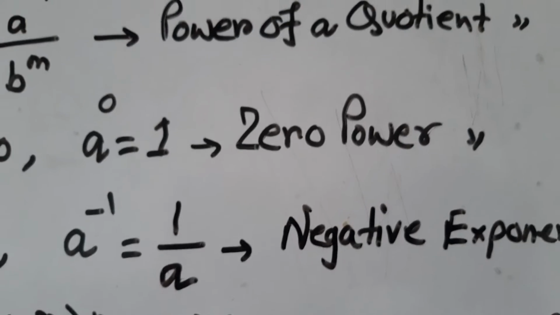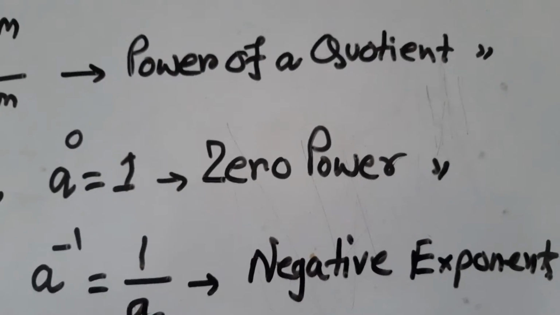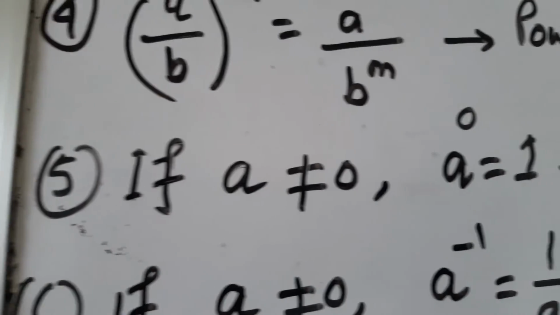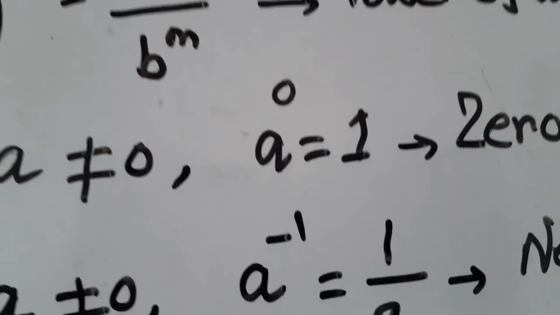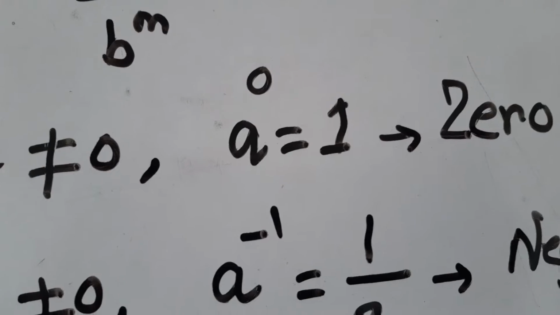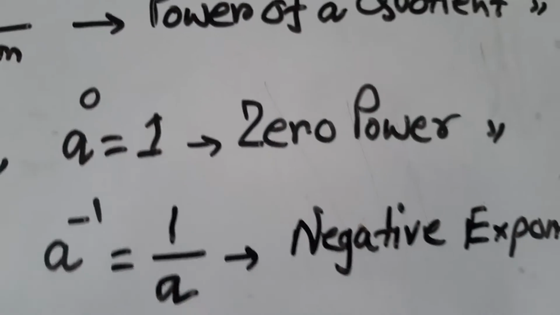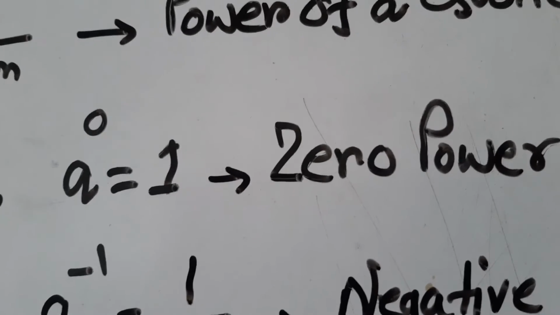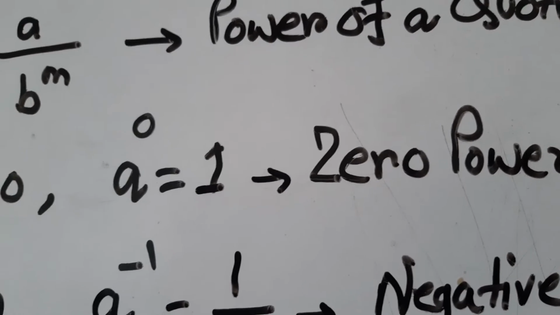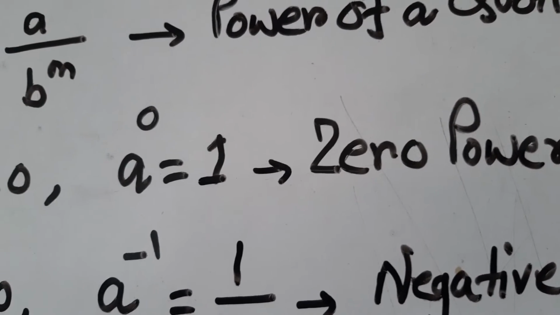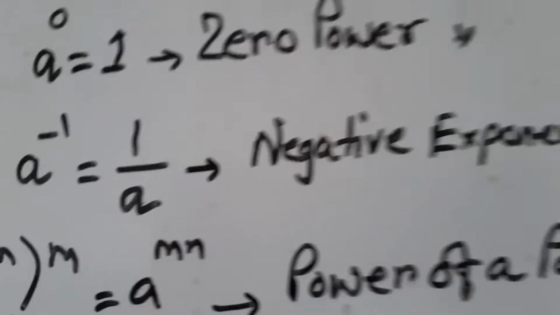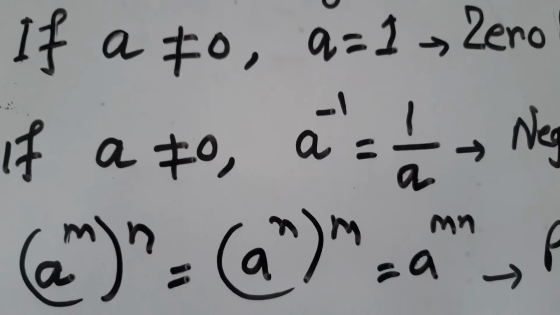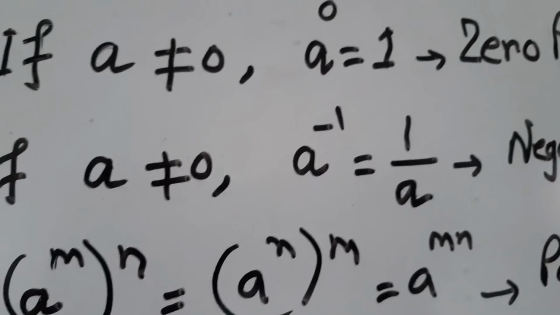We again told you yesterday about zero power rule. If a is not equal to 0, then the value is 1. Suppose if something is coming with the power of 0, then it is equal to 1. So we told you about negative exponents. This condition also applies if a is not equal to 0.